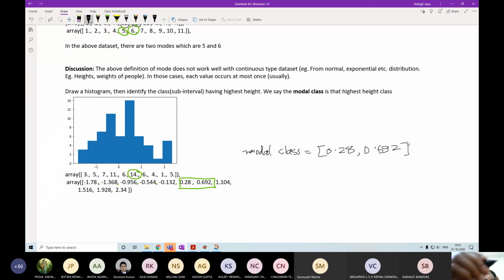So notice that in this continuous type, we are talking about a modal class, not a particular value as mode. So we say that this subinterval contains most values, and that class is the modal class. That's what we say.